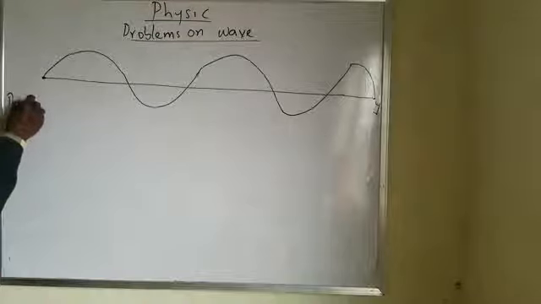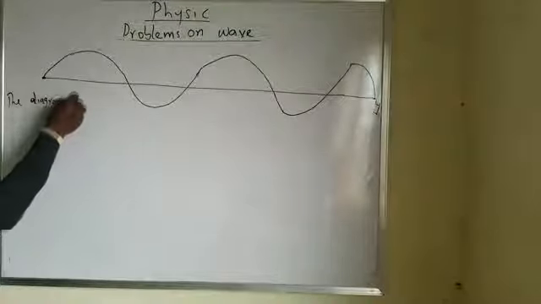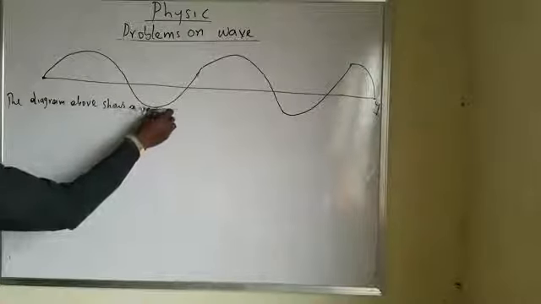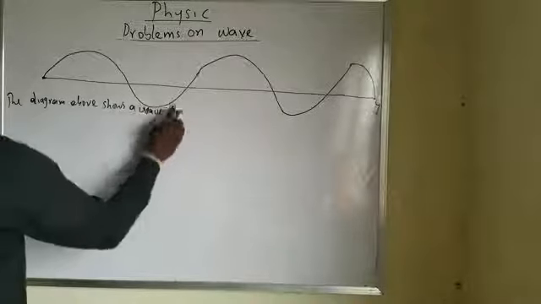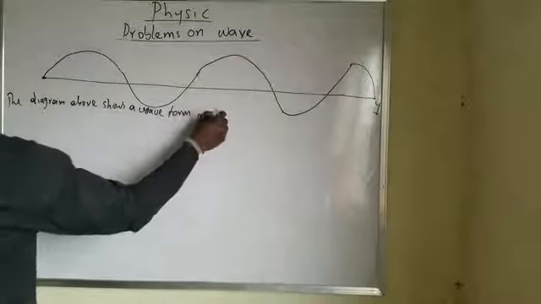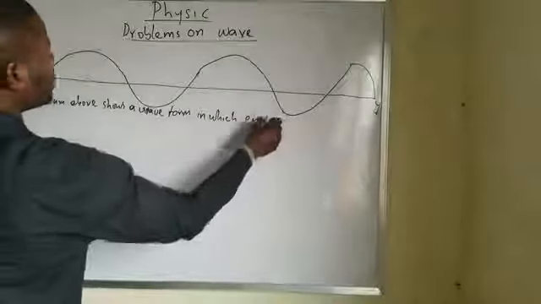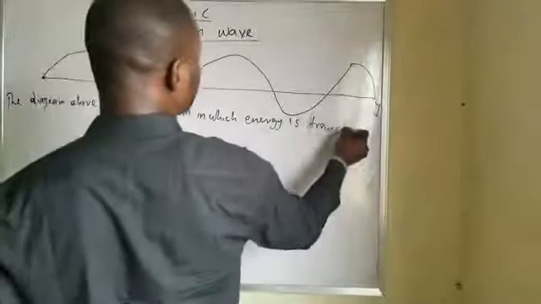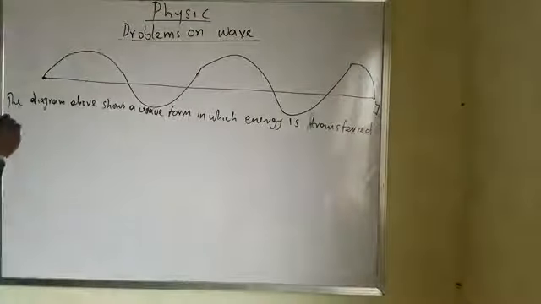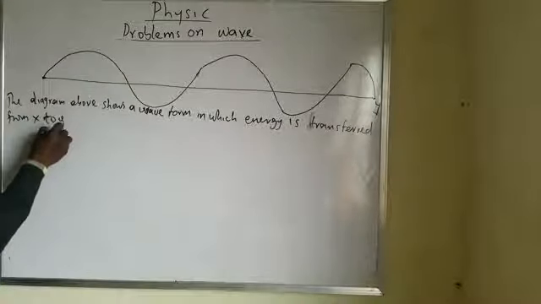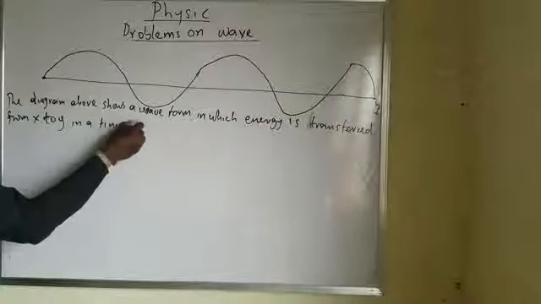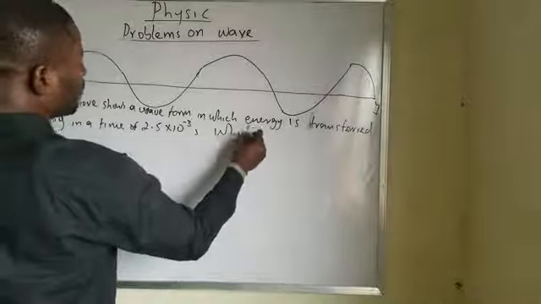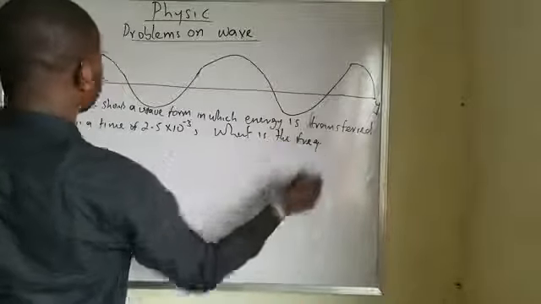Now the diagram above shows a waveform in which energy is transferred from X to Y in a time of 2.5 × 10^-3 seconds. What is the frequency of the wave?